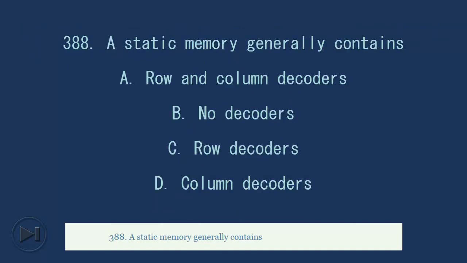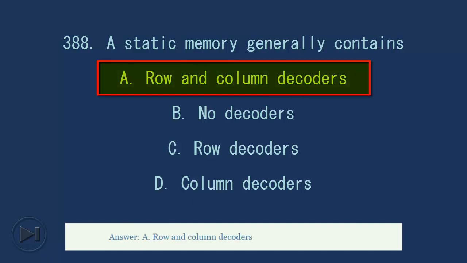388. A static memory generally contains A. Row and column decoders. B. No decoders. C. Row decoders. D. Column decoders. Answer: A. Row and column decoders.